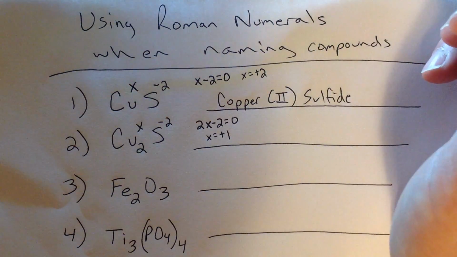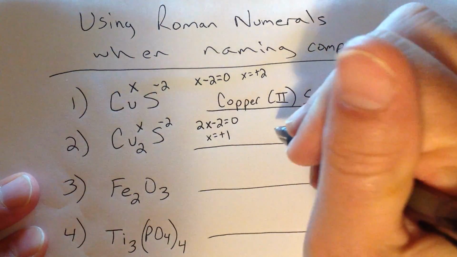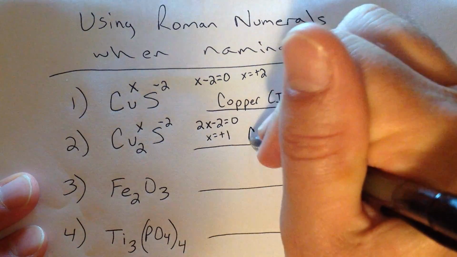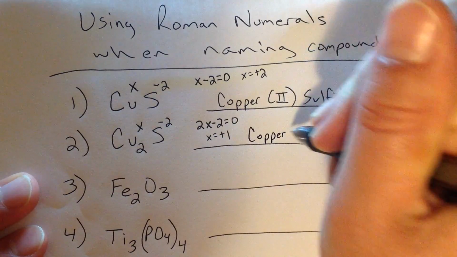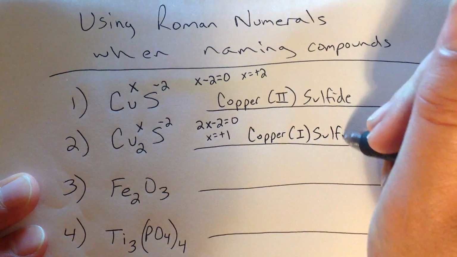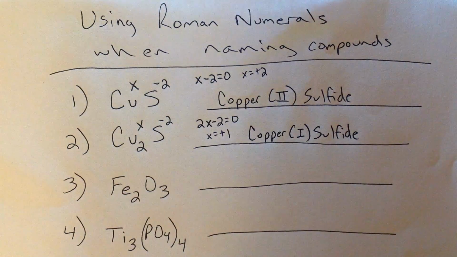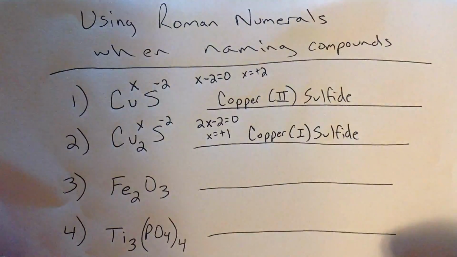Okay, it's not a math class, but you should know how to do those very simple algebra skills. So we'll go ahead and jump right in and write the name. Copper 1 sulfide. So look at those two formulas. Do you see the difference? Okay. Hopefully you'll understand that just by looking at something you can't necessarily name it correctly. You may have to do a little investigation work and put your X up there and solve for it.